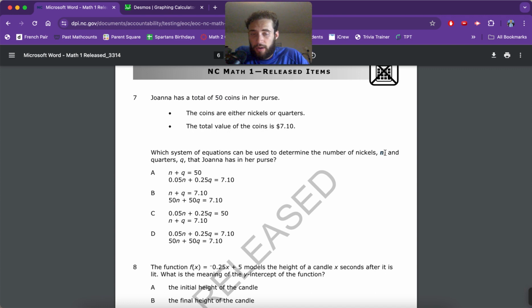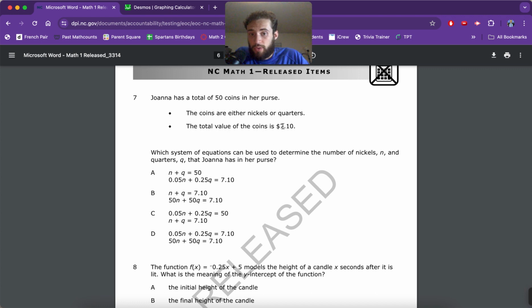N is the number of nickels, Q is the number of quarters. So N plus Q would be all your coins. N plus Q has to add up to 50. It looks like there's only one option that has that. So we already kind of know it's going to be A, because it's the only one with N plus Q equals 50. But let's just confirm that the other one is also correct.